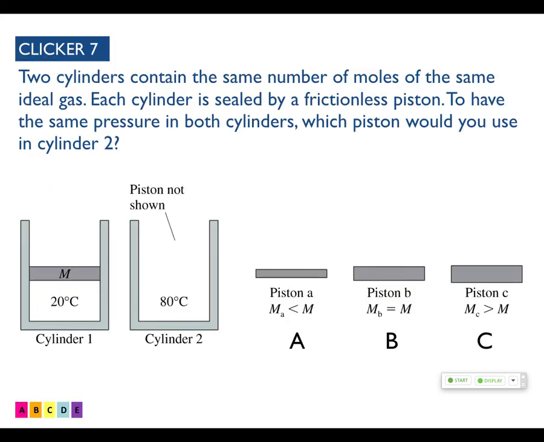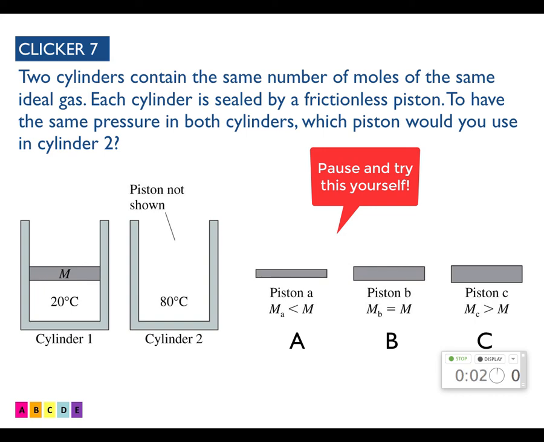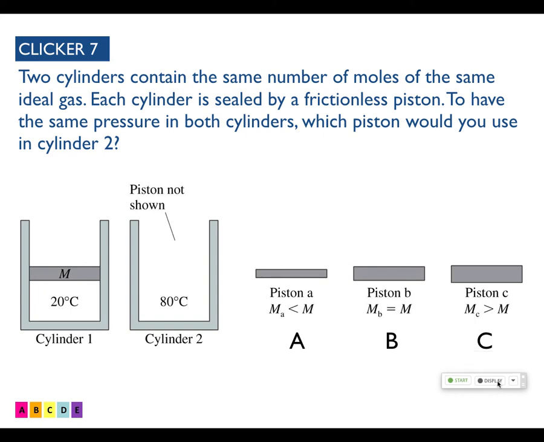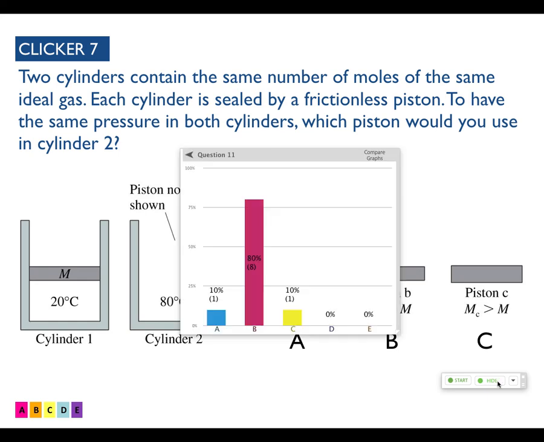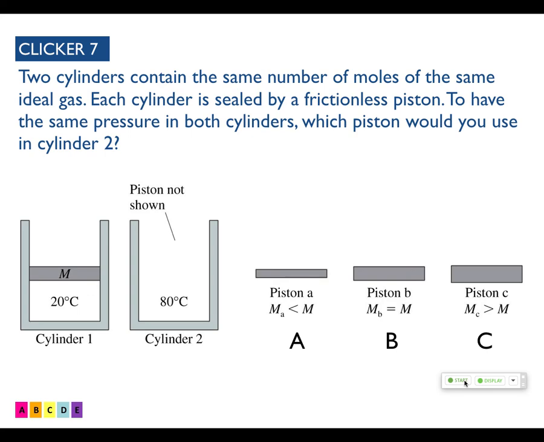Here's a question. We're doing better. I'm just going to say this is B, because remember, what determines the pressure? Outside pressure and the mass of the piston. So if you want the same pressure, you need the same piston.